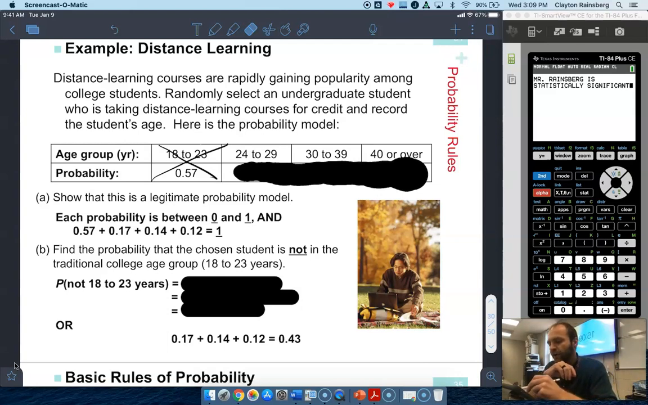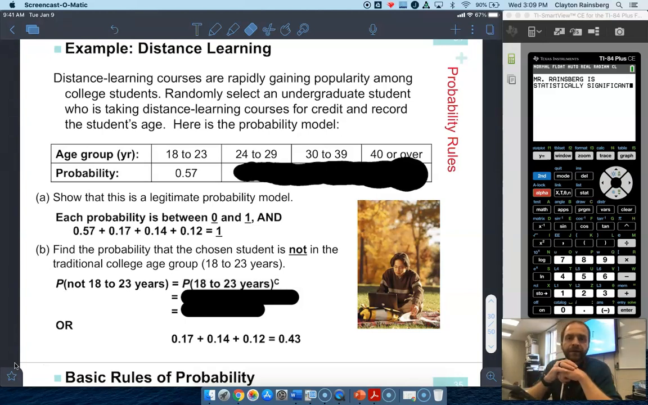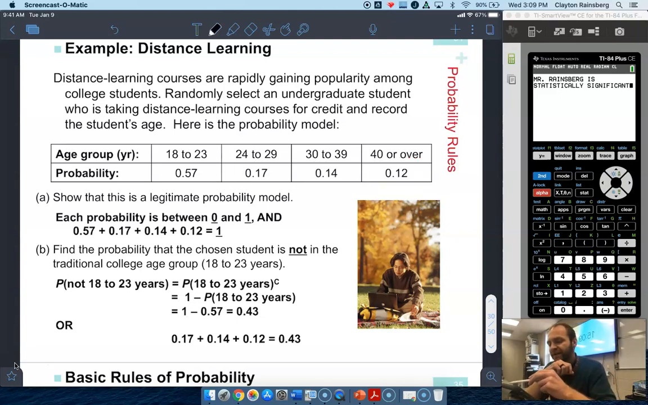If I only knew that, I could find the probability of not the traditional college age group by doing our complement rule. And that's the point of this example: yes, you could add them together like we have there, but it's meant to make you realize, what if I didn't know those numbers? Well, I'm going to have to do my complement rule. So I'm going to do 1 minus the probability of that event actually occurring, because they should add up to 1. That was what we learned in Part A. So if I do 1 minus 0.57, I will get 0.43 as well. Again, you could have added, but if you did not know this stuff, you would still be able to find the probability of not traditional by doing the complement rule.